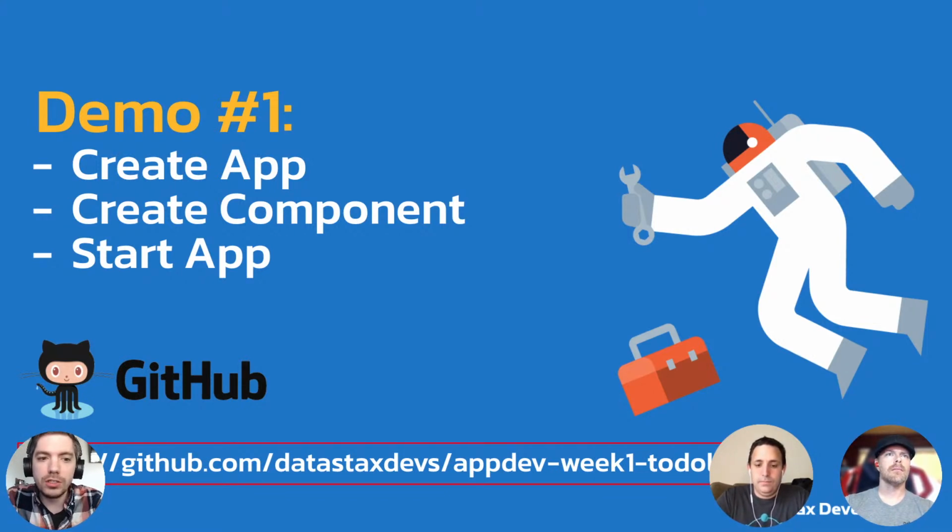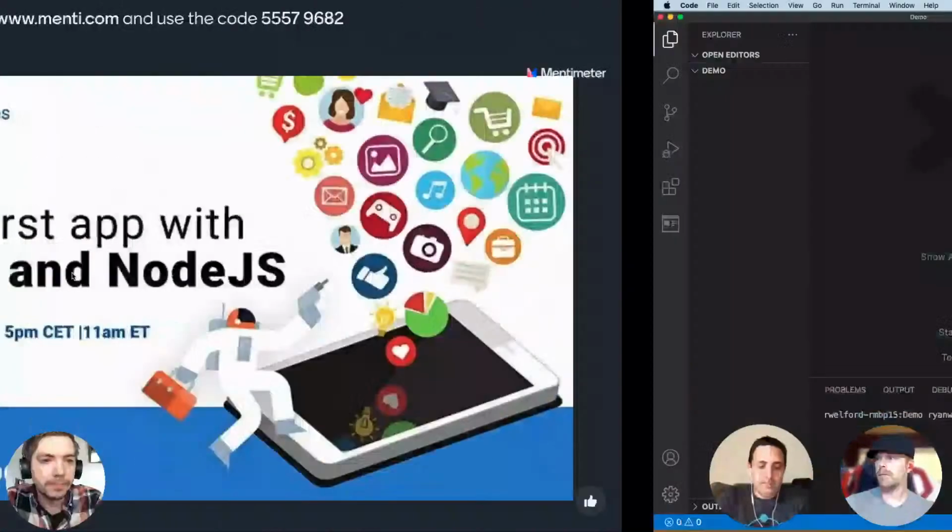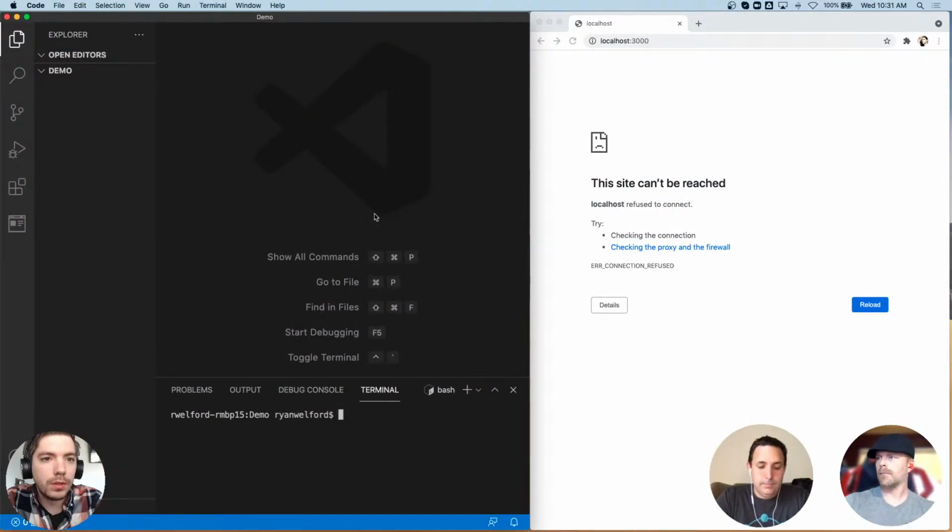But for now, we're just going to do a quick demo on how to create your first basic app in React using the Create React App boilerplate. So I'm going to move over here. I'm just working locally right now, but you can do all of this in Gitpod as well. You just need a kind of a local install.